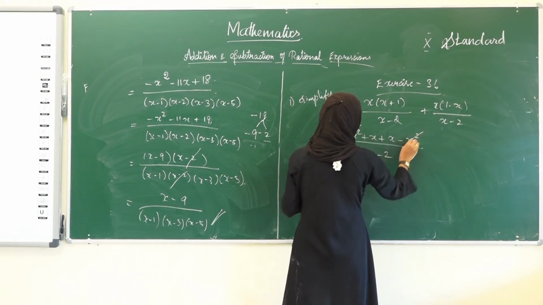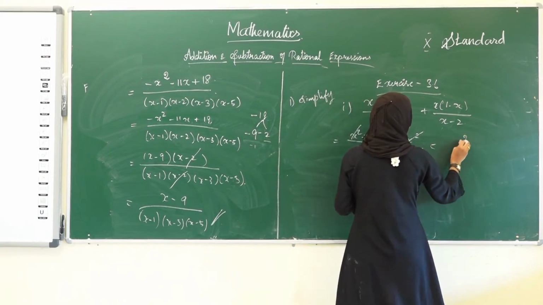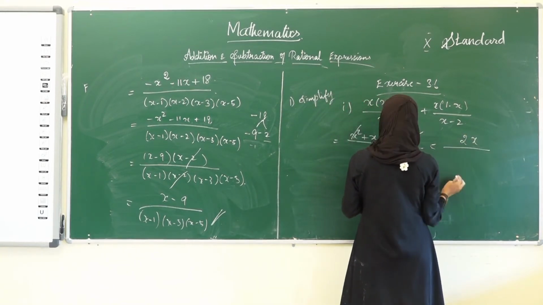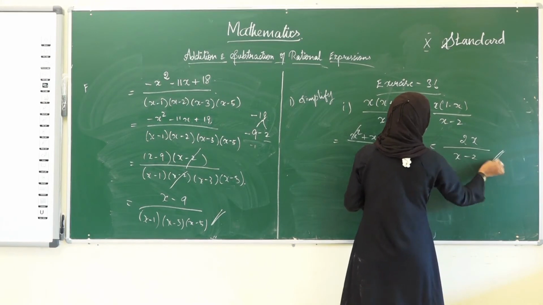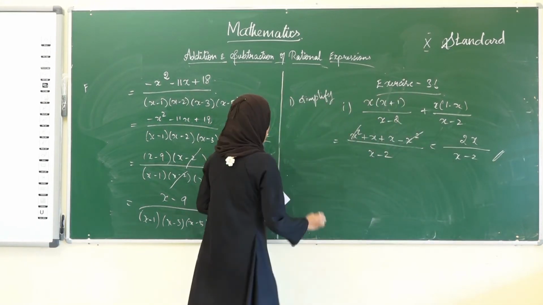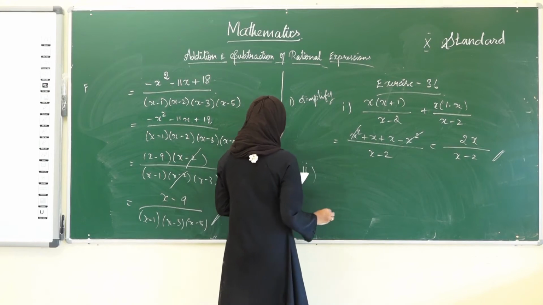See here, this and this get cancelled. Therefore, the remaining will be x plus x, which is 2x divided by x minus 2. This is the answer. Now the second subdivision. What have they given?